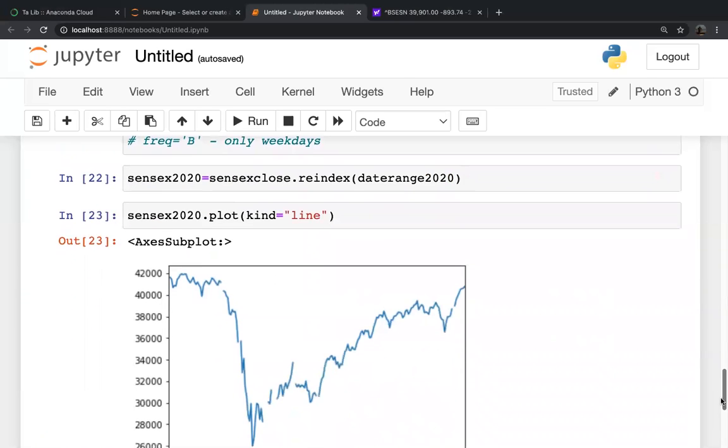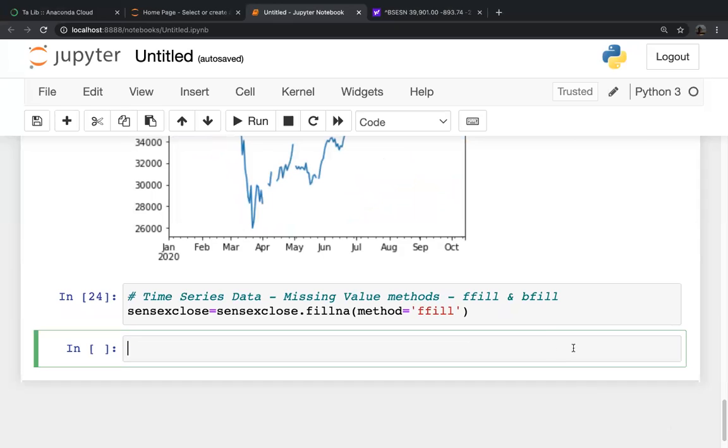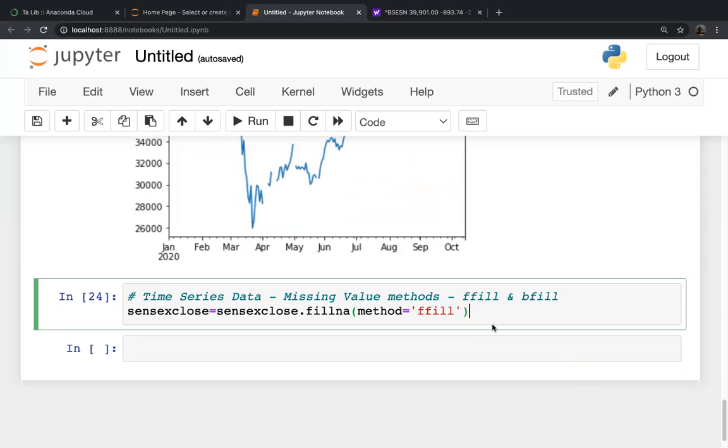So let us go with the thing. I am filling the missing values here. Sensex close is equal to Sensex close dot fillna, method is equal to ffill. ffill is forward fill, bfill is backward fill. So I am filling the data with the forward filling value. Okay, so we have filled the data.